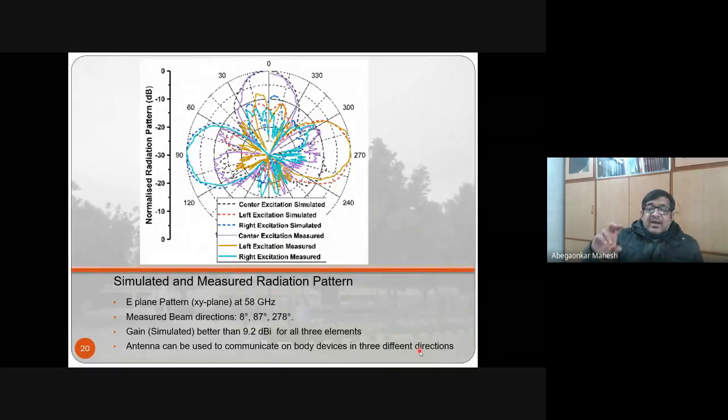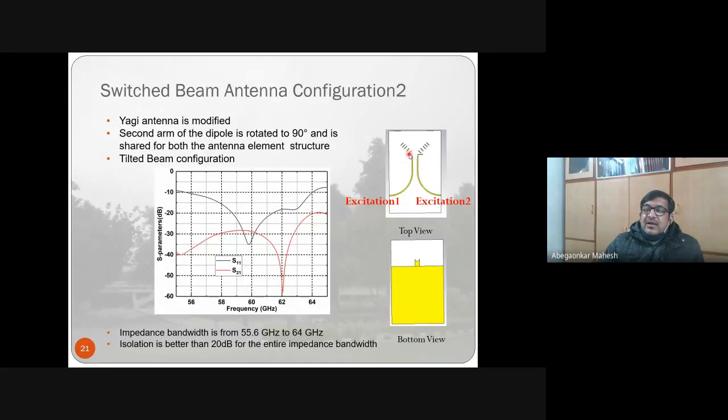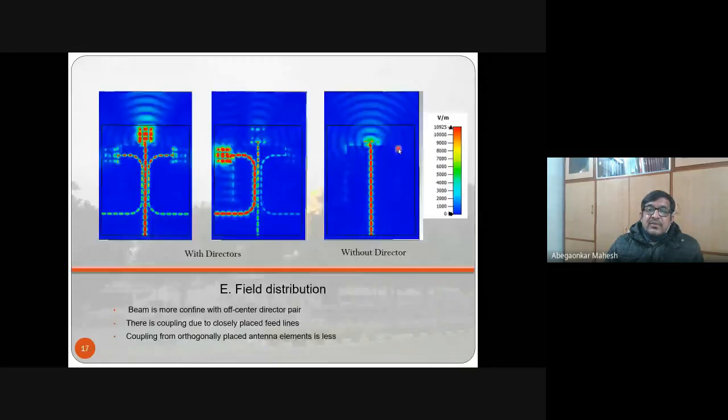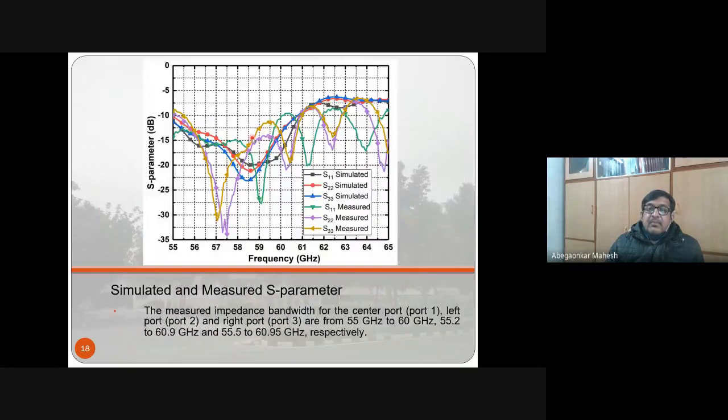Then this is a switched beam antenna configuration. Here the beam is switched. Instead of having the directors parallel to the excited element, the directors are now at an angle. If you see the previous figure, these directors were parallel to this excited element. Now they are tilted. There are two ports used, port 1 and port 2. The directors are tilted. This is your S11 and S21.